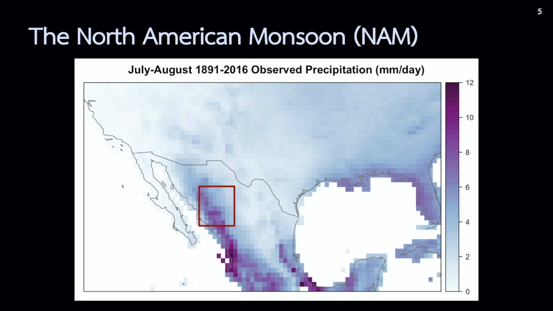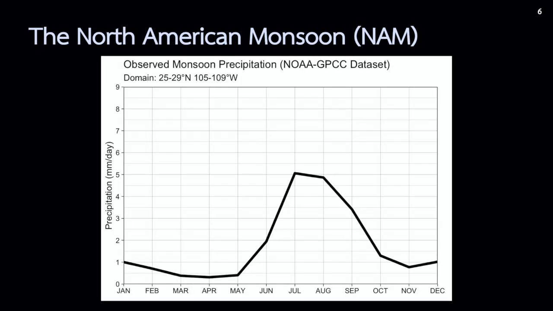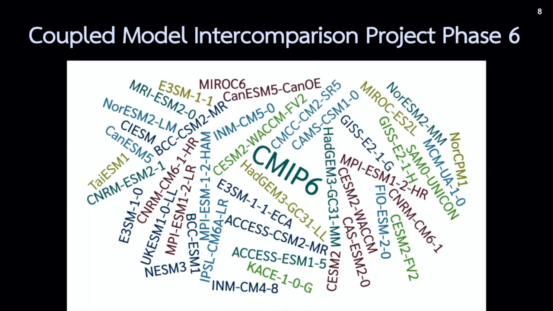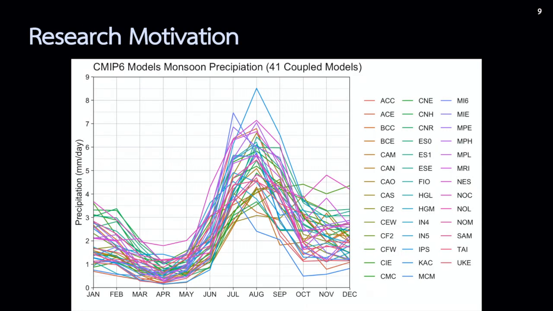So I chose to study the precipitation in this region right here to represent the monsoon system as a whole. This graph shows the precipitation cycle of the area. You can see that there's a lot of precipitation from June to September. I chose to study this with the Coupled Model Intercomparison Project Phase 6, which I will call CMIP6. It is a collection of the most cutting-edge climate models that just came out this year. I then use all these models to plot the precipitation cycle of the area.